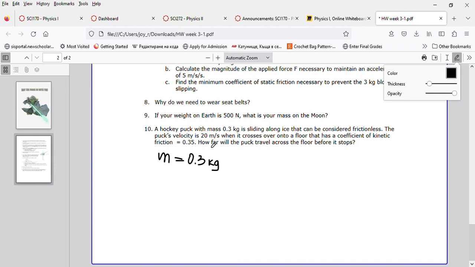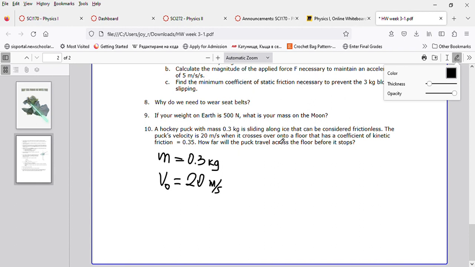The puck's velocity is 20 meters per second when it crosses over. So the first velocity that we know, it's 20 meters per second. So this is our initial velocity. You have to name it. You have no choice in the matter. So it's either v0 or vi. That's up to you. I prefer v0. You can put vi. It's up to you. So this one is 20 meters per second. Also an SI unit, so I don't have to convert anything.